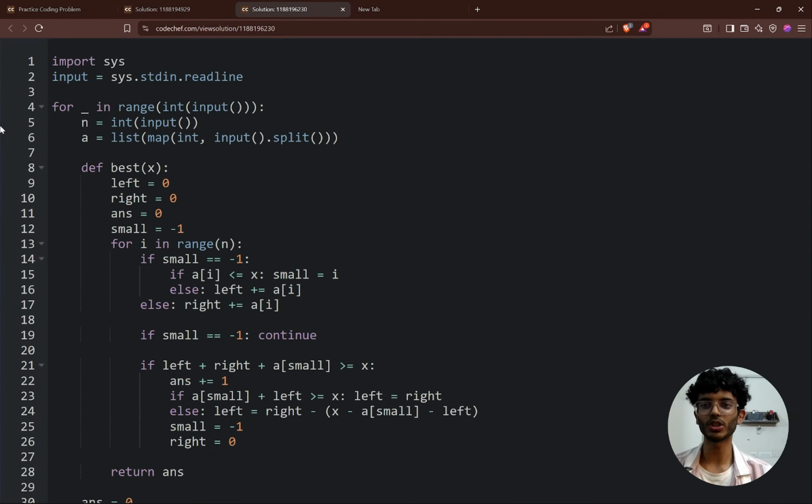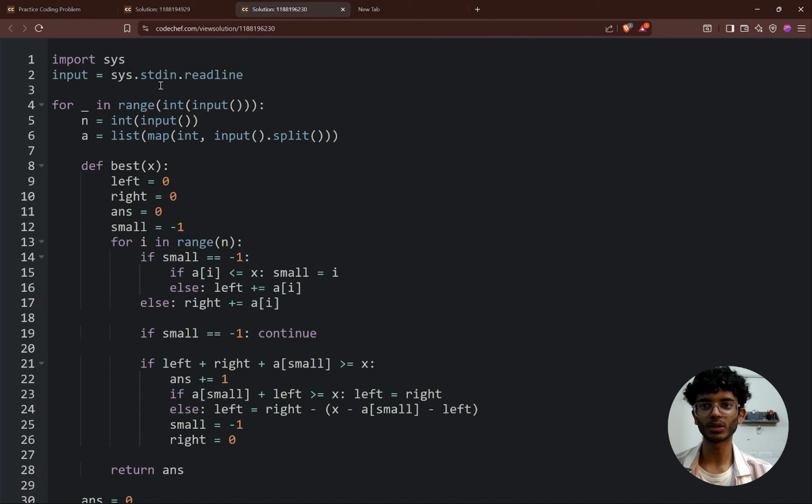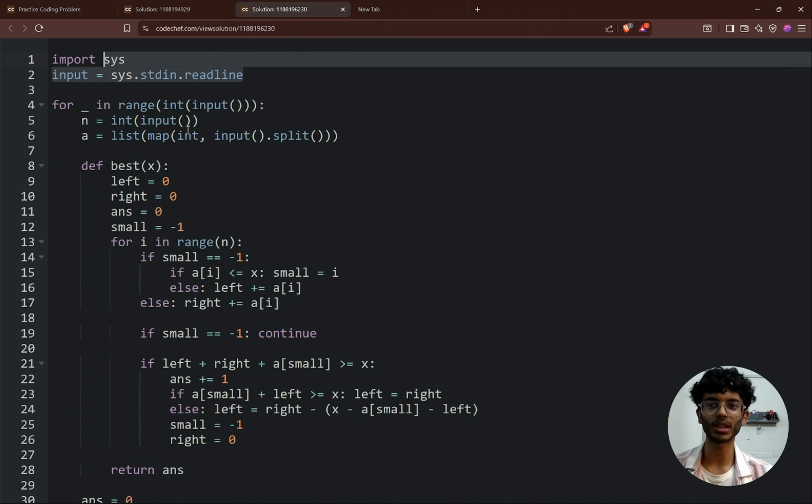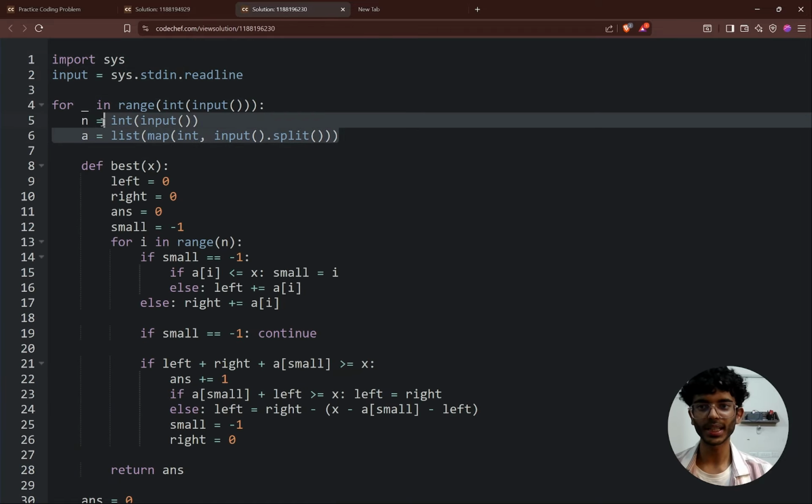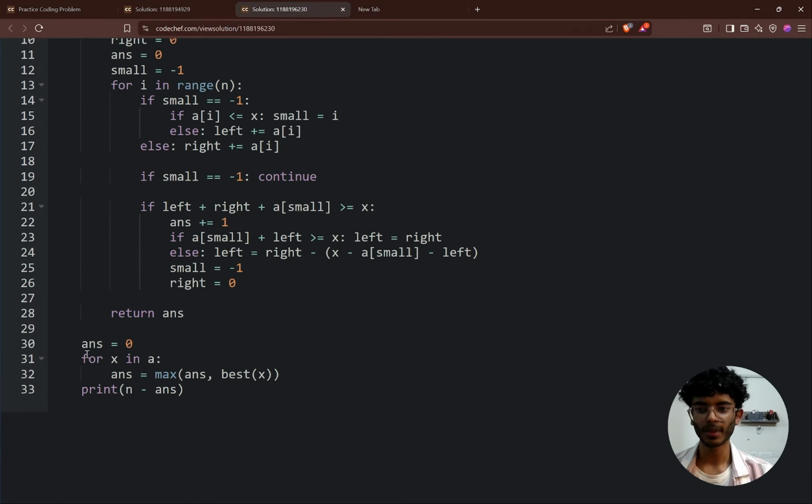So yeah, this is the whole solution in Python. This is for fast input output, so it will take the input faster than the normal input. We'll run a loop for each of the test cases. We'll take in the input of n and a. We have created a variable answer which is 0 initially, and this best of x will return us the minimum number of glasses we need to remove such that the sum of the amount of juice in each glass is equal to x. And in the end, we'll print n minus answer.